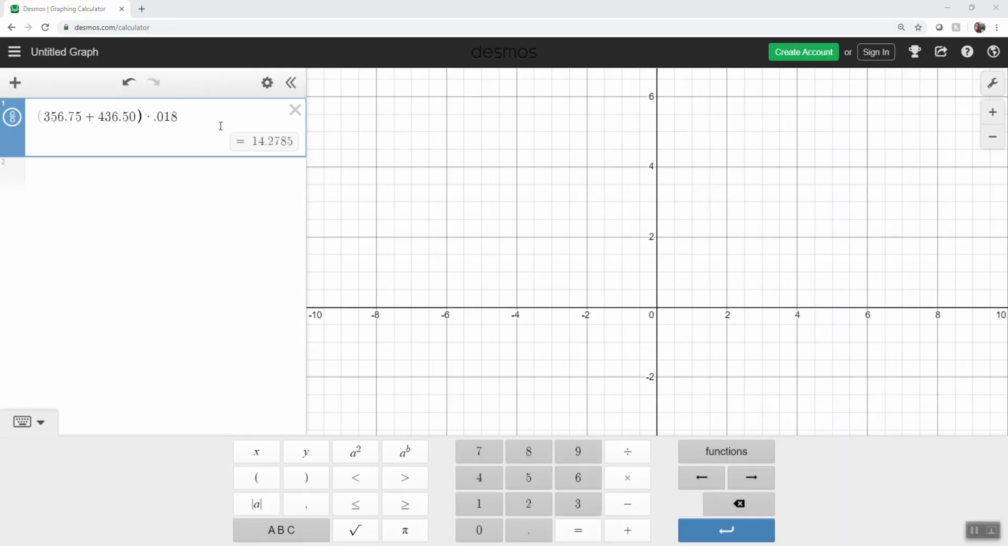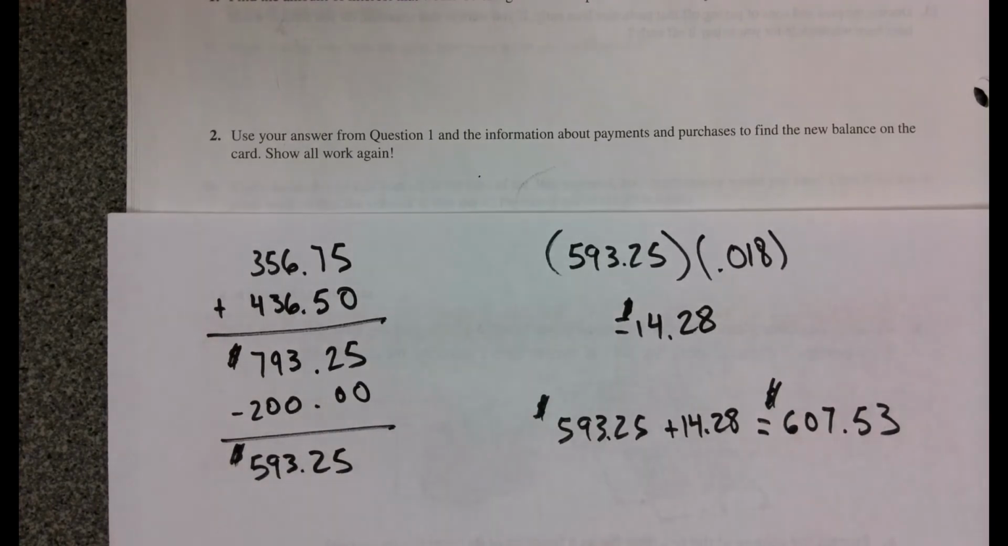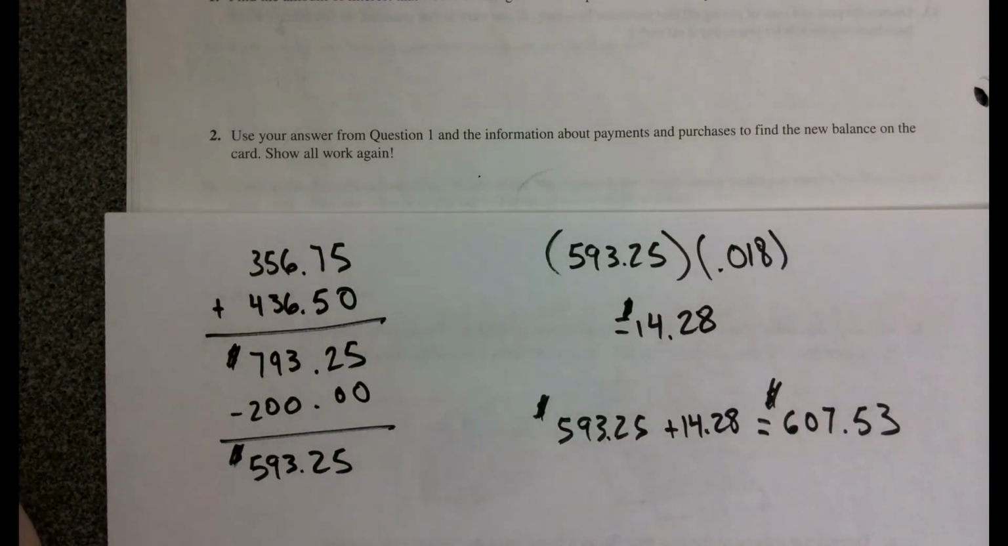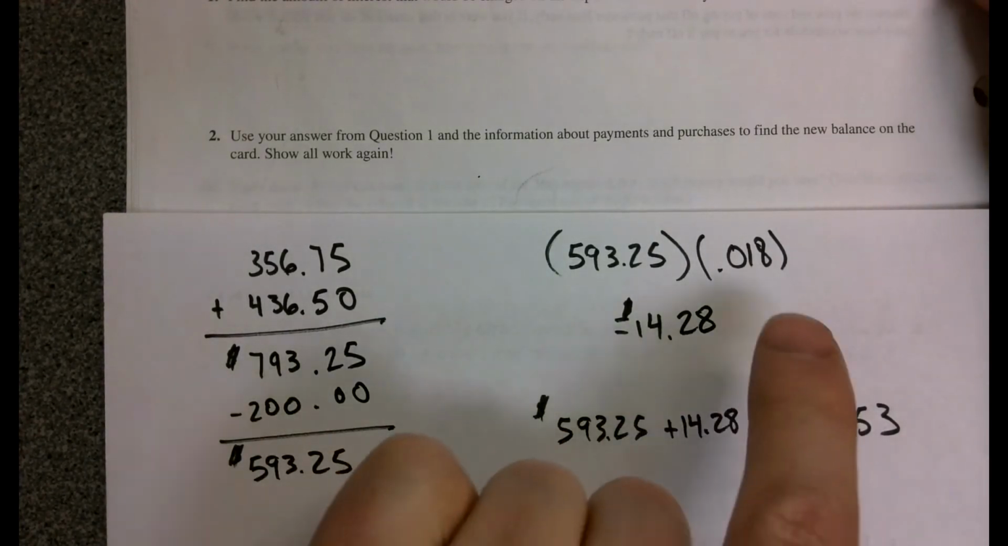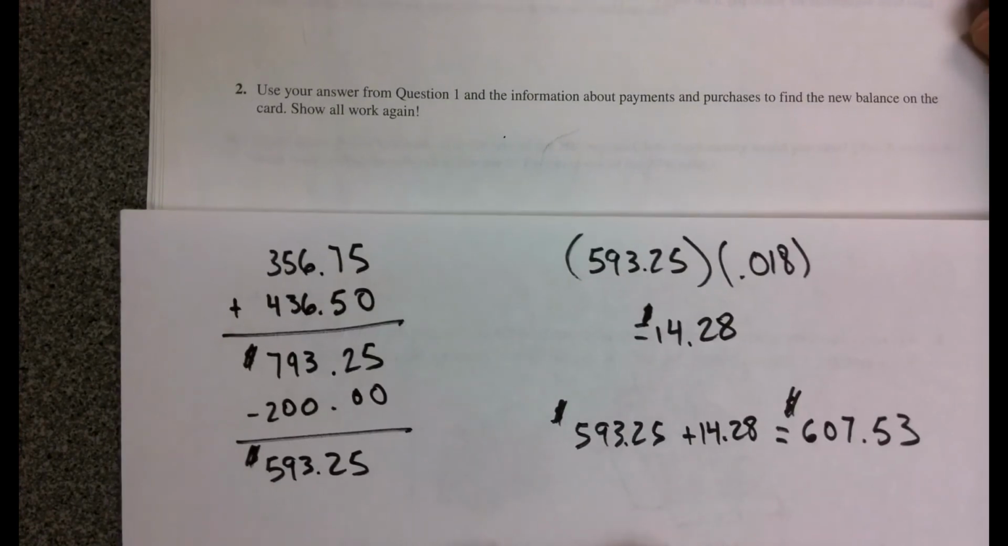So we'll go back to Desmos, and I'll just add in the $593.25, and our new balance is going to be that $607.53. And then we would go through that month, and maybe we would make more purchases and make some payments, subtract that out, and we'd end up with a new unpaid balance that we'd then charge another 0.018 on, and that would continue on forever.